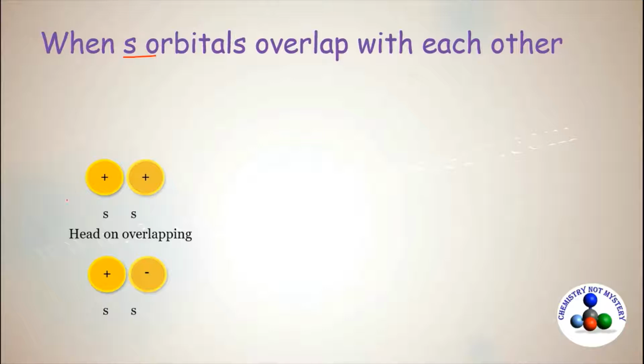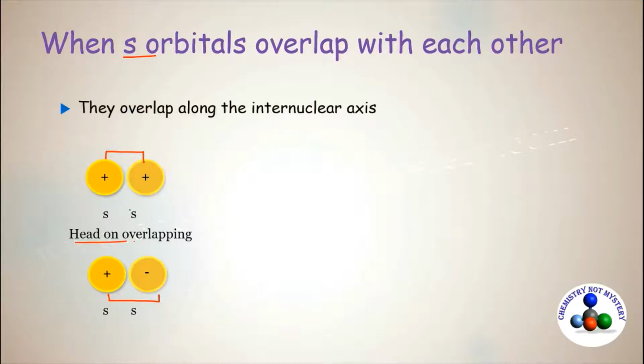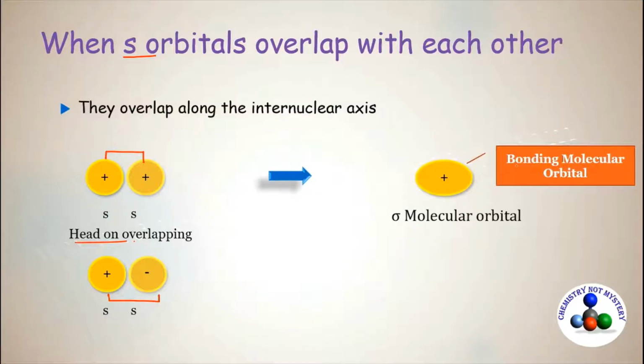As we have just discussed, there will be two possibilities. Either they are facing similar sign or they are facing opposite sign. There will be head-on overlapping between two s orbitals. Because of head-on overlapping, they result in sigma molecular orbital. If they are facing similar sign to each other, they result in the formation of bonding molecular orbital. This bonding molecular orbital is named as sigma molecular orbital.